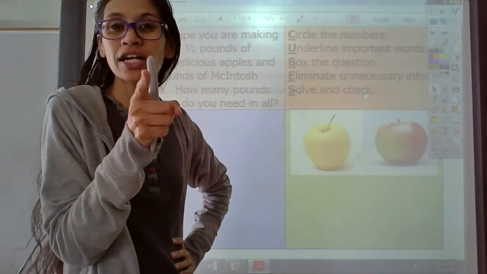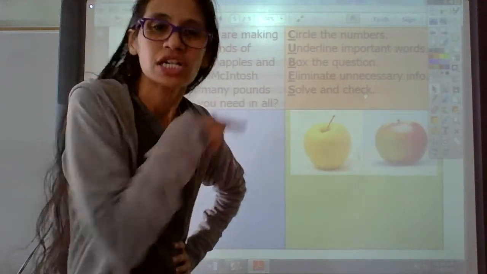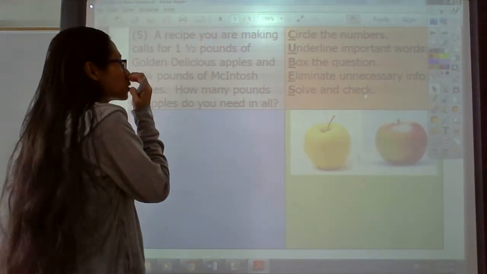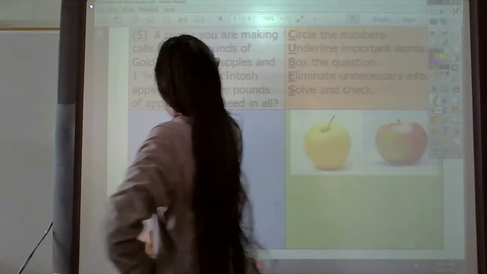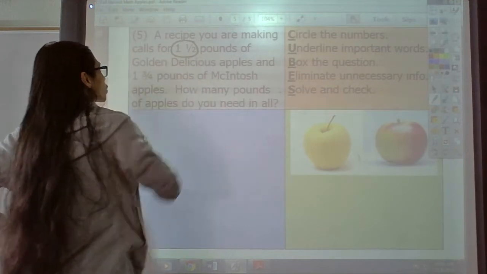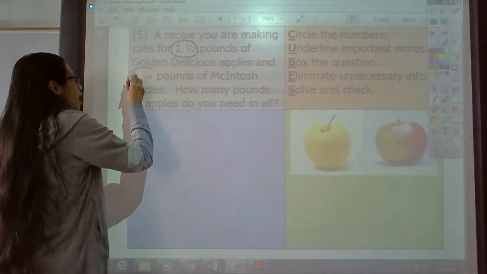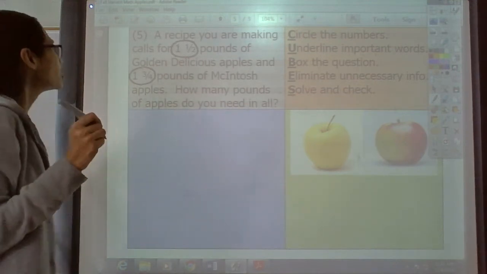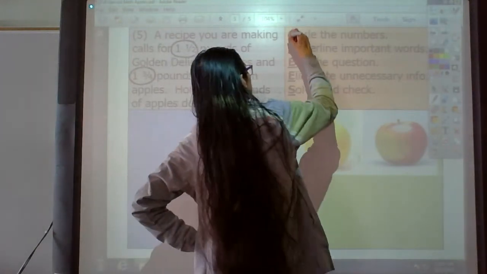Let's begin by using our CUBES clues. And the first one says to do what? Circle the numbers. Let's circle the numbers. What numbers do you see? Oh, what kind of number is that? That is a fraction. And look, there's another fraction right there. Any other numbers? Oh no, we are done with that.